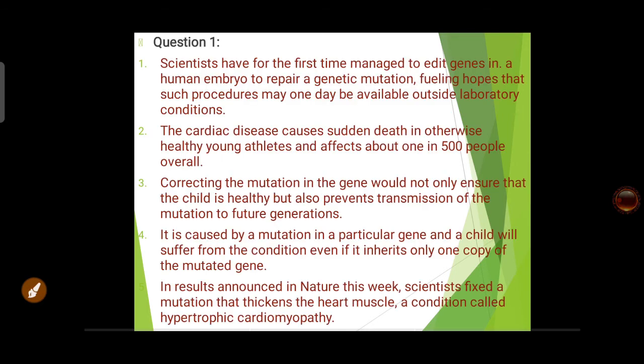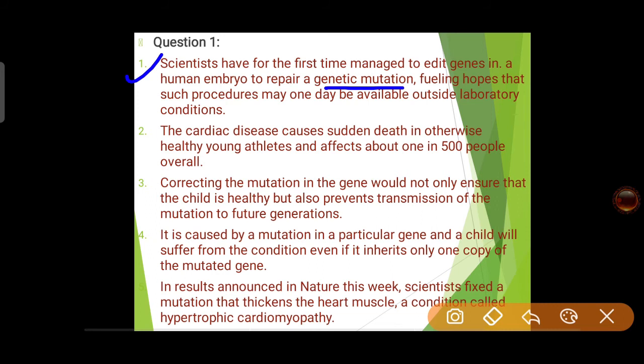Let's have an example like the first one. It is an example, and I hope you all understood how to solve. Let's start. The first one: scientists have for the first time managed to edit genes in a human embryo to repair genetic mutation, fueling hopes that such procedures may one day be available outside laboratory conditions. Okay, first, we have two different words which I wanted to let you know. First is genetic mutation. What is genetic mutation? Genetic mutation means when a disease transfers from one generation to other.